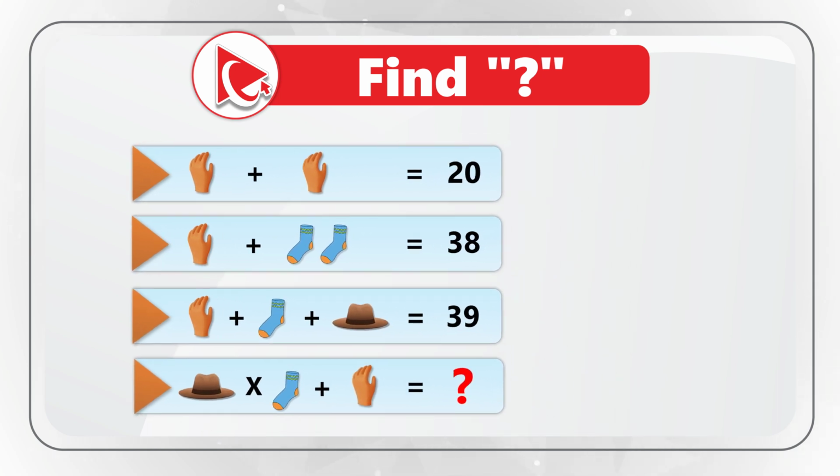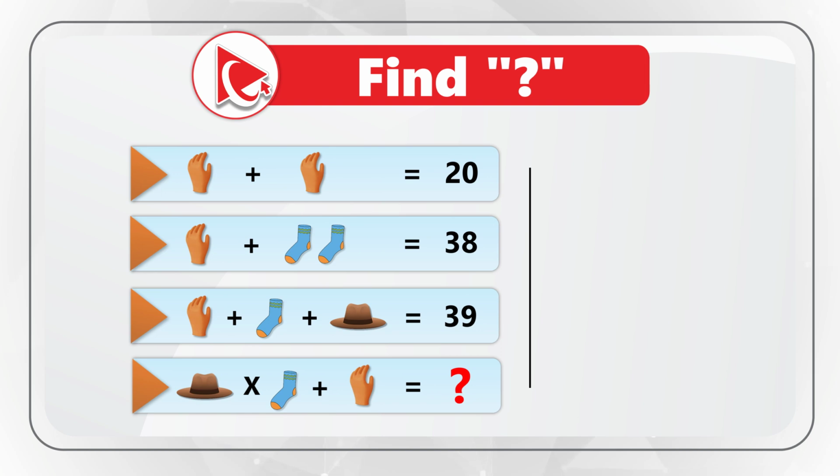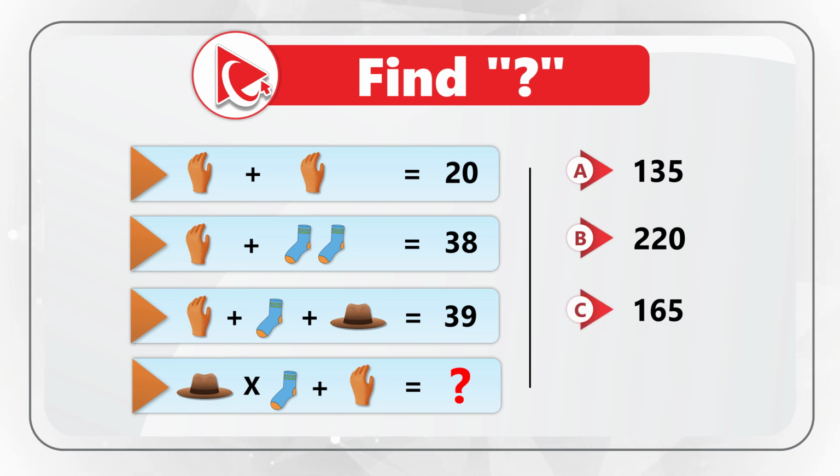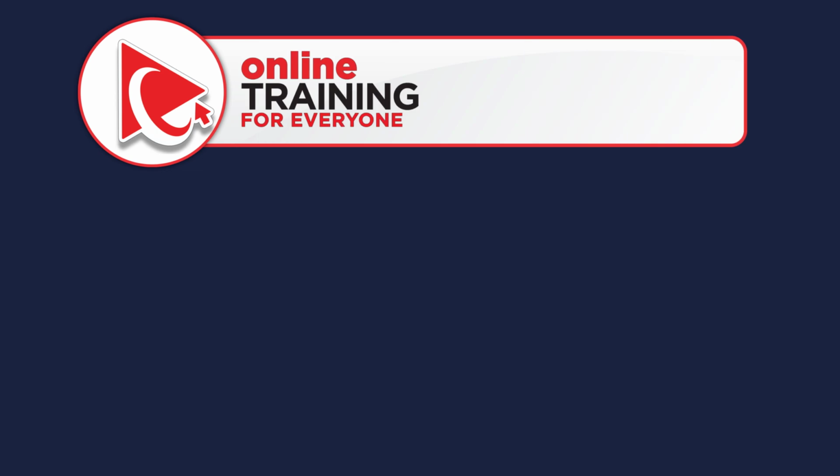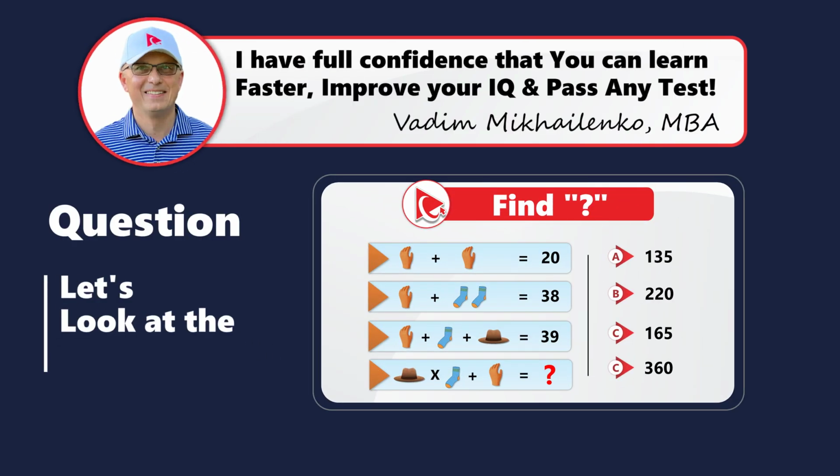You need to calculate and select the missing number out of 4 possible choices. Choice A, 135. Choice B, 220. Choice C, 165. And choice D, 360. Take a close look to see if you can use your mental powers to calculate the missing number. On my end, I am moving forward to share with you my version of the solution. And if you have a better way to solve it by using your mental powers, please make sure to share in comments.